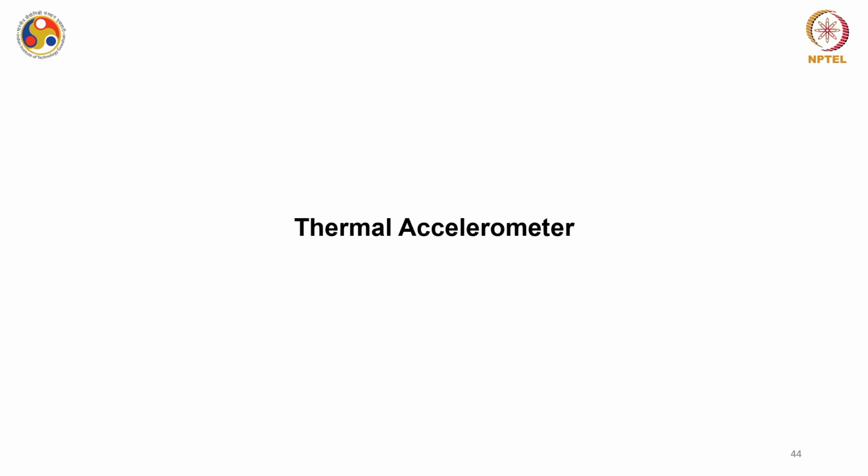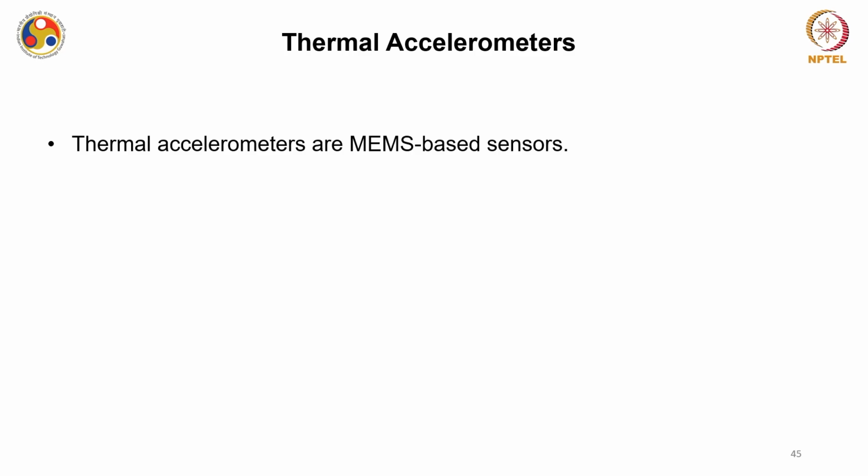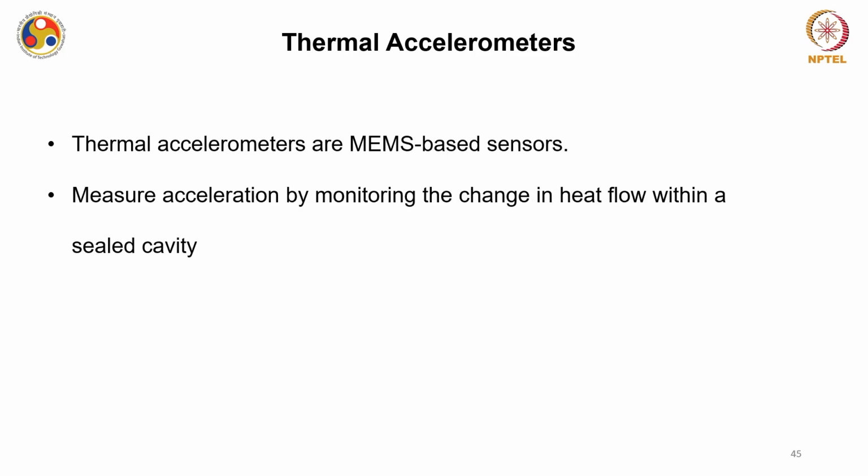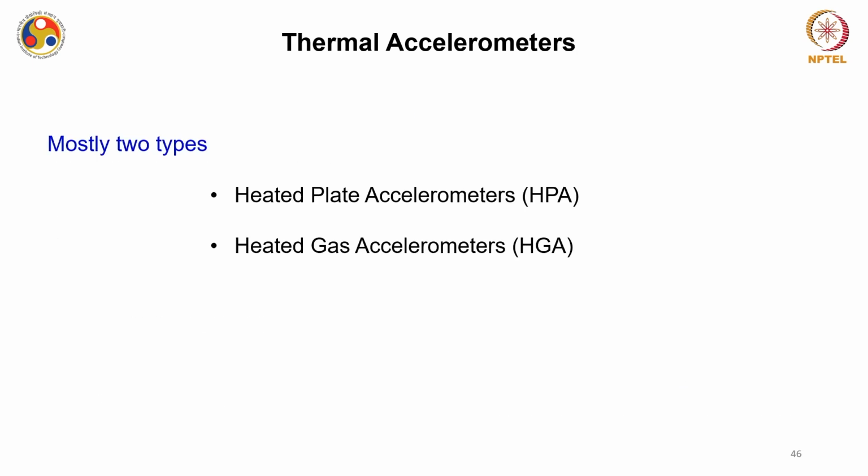So we have another kind of accelerometer which is based on the thermal principle, and we call it thermal accelerometers. Although the name suggests it's a thermal device, it is basically also fabricated on the MEMS platform. So thermal accelerometers are also essentially MEMS based sensors. They measure acceleration by monitoring the change in heat flow within a sealed cavity. We will see how this is measured.